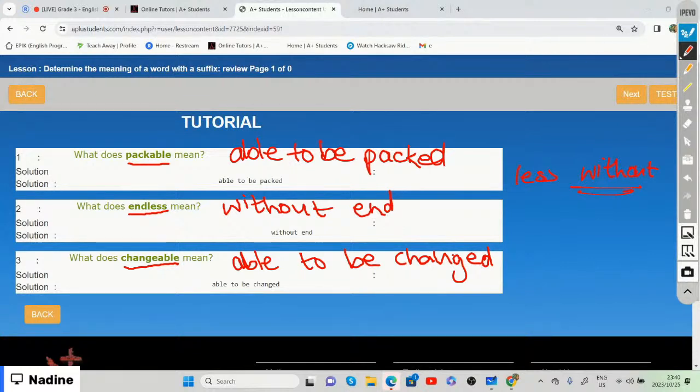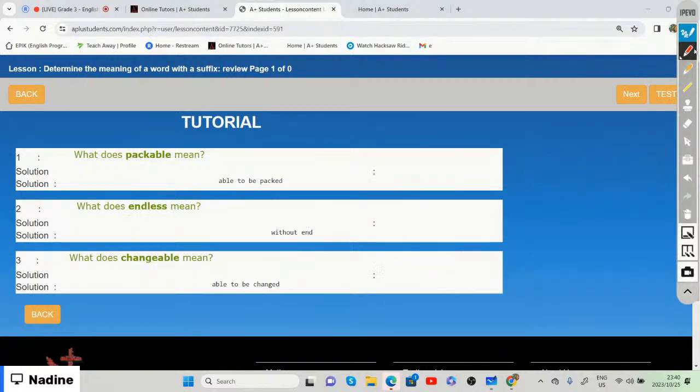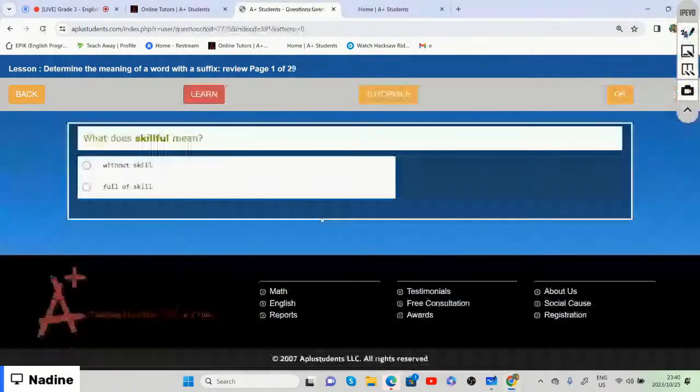All right. So that is basically determining the meaning of the word suffix. It was just reviewing based on what we did already. All right. So now let's go to our test. And like we say, this is now going to be a review on some of the things that we did already, or some of the suffixes that we did already.